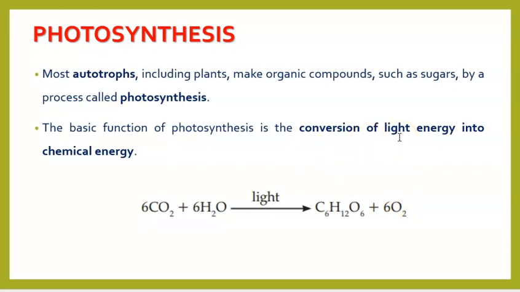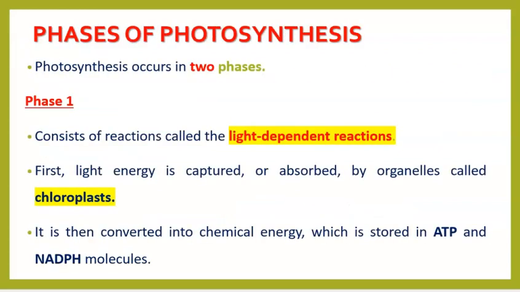And as you know, this is usually done by autotrophs. Autotrophs are organisms that can make their own food, like plants. But please remember, photosynthesis is also carried out by some algae and some bacteria. So plants are not the only ones who do photosynthesis. There are other organisms on this earth who do that. Anyways, the whole process of photosynthesis can be divided into two phases.